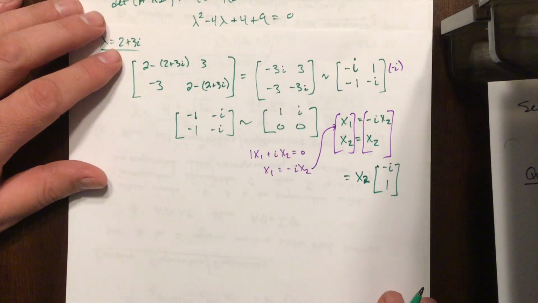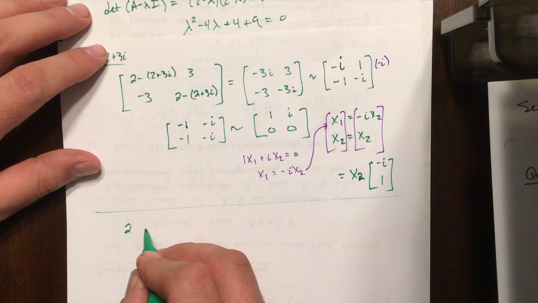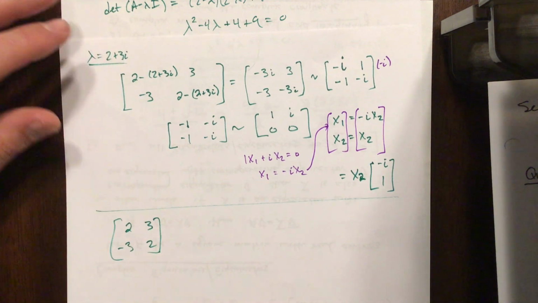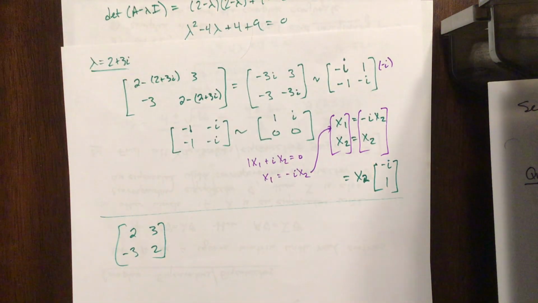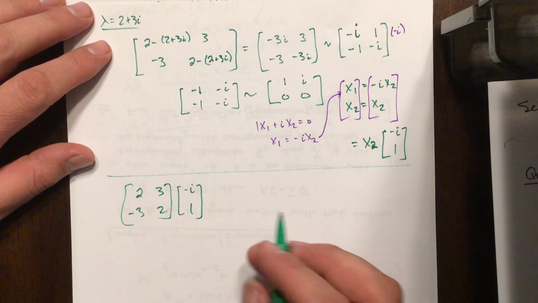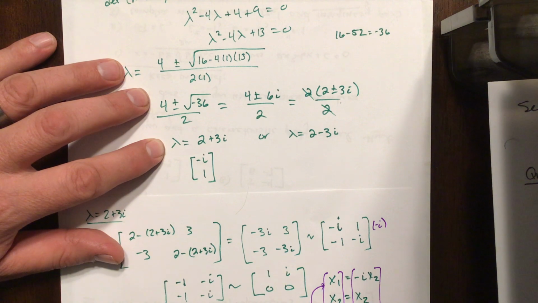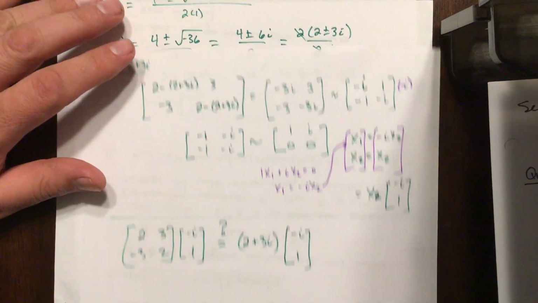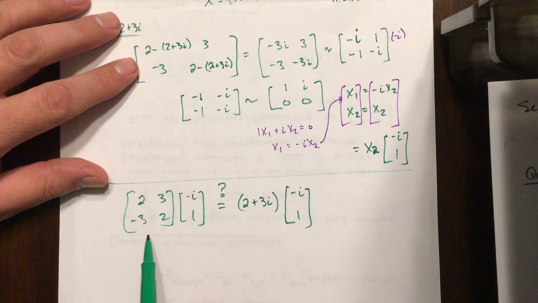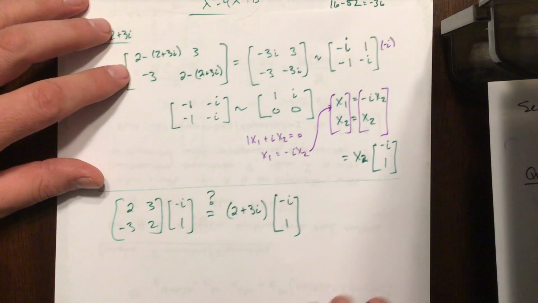Okay, so before we approach the second half of the problem, let's take a look at this and see what it means. If I took the matrix 2, 3, negative 3, 2, that is the matrix that we started with, and I multiplied by the vector negative i, 1, I'll put a big old question mark. What was our eigenvalue? 2 plus 3i. What I want to see is that AV, my eigenvector, equals lambda, the corresponding eigenvalue, times V.